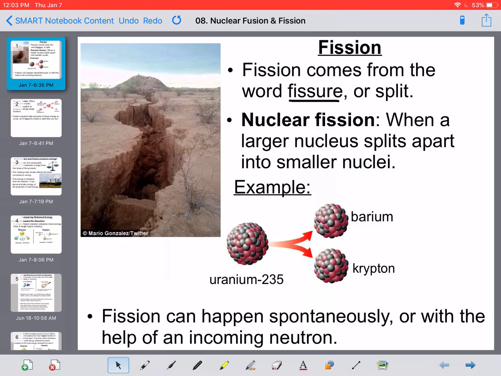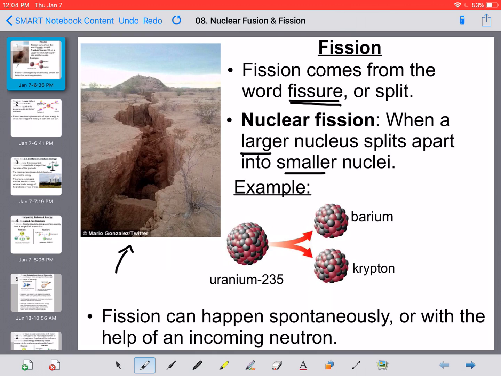All right, lesson 8, fission and fusion. So we're going to begin by talking about fission. Fission comes from the word fissure, which means to split. If you've ever heard people talking about a fissure in the ground, that means the ground split apart. We can also talk about nuclear fission, which is when a larger nucleus splits apart into smaller nuclei.